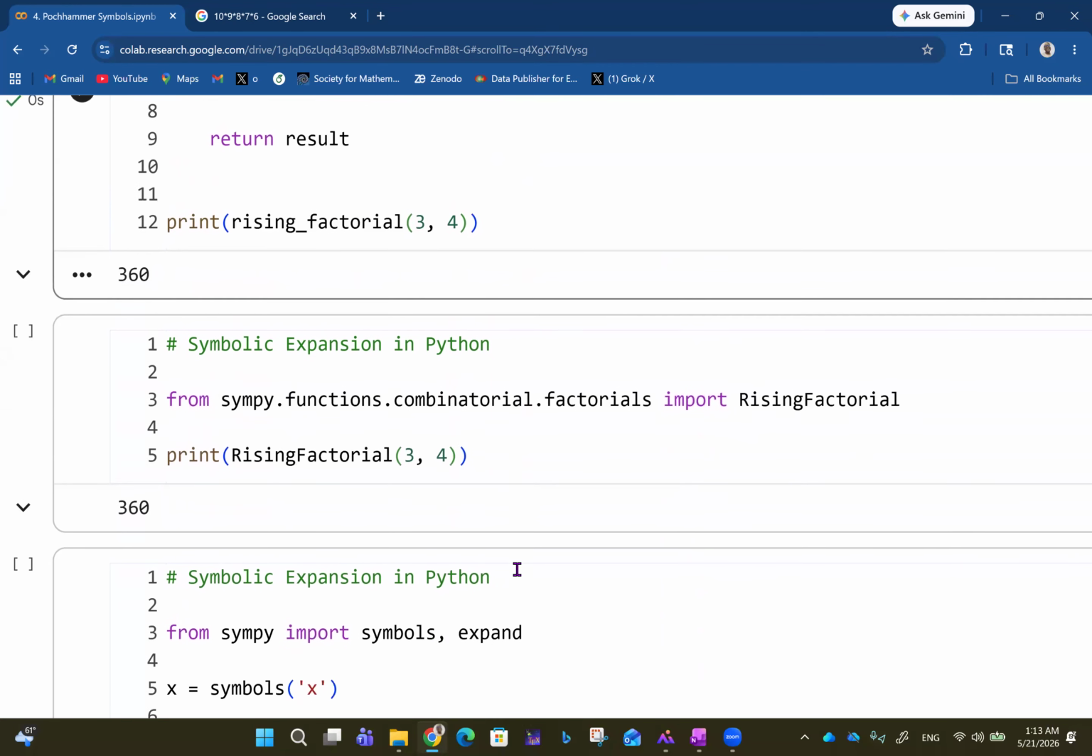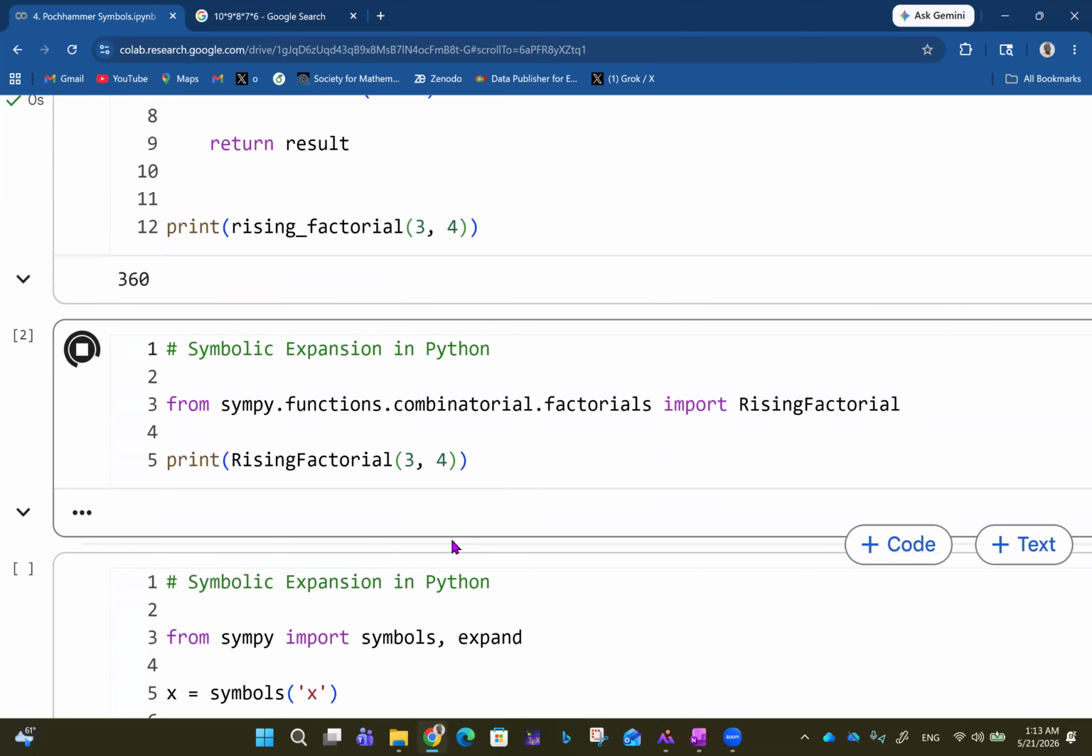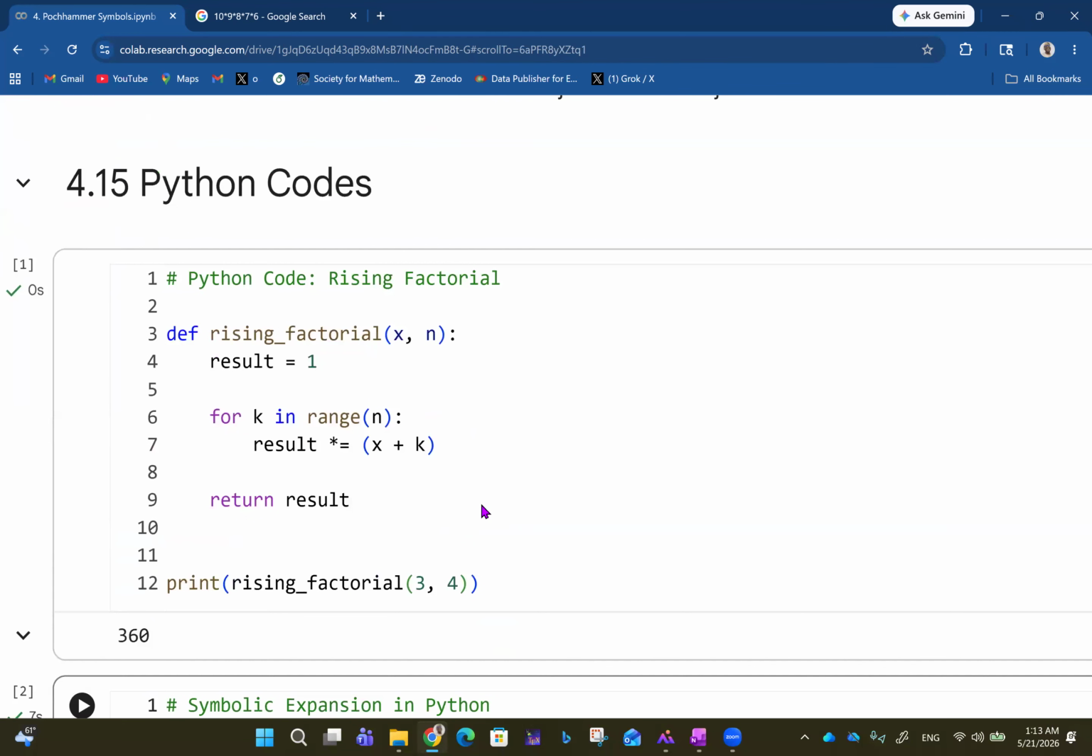Then you have the symbolic expansion. So we can do the symbolic expansion and it gives us exactly the same idea. Okay. So that's still 360 using the idea of the rising factorial.